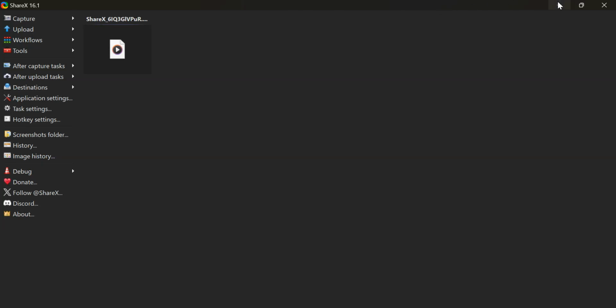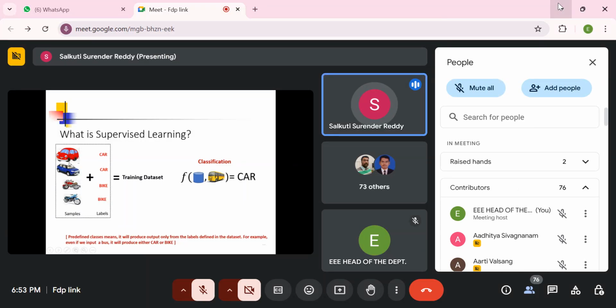Classified as one of these two categories, first one or second one. So the output is, even if it is a bus, it is just giving a car. You give anything to the supervised learning, it will give you just car or bike. It will not give you any other thing because the system has learned only car and bike. So this is how supervised learning is applied.